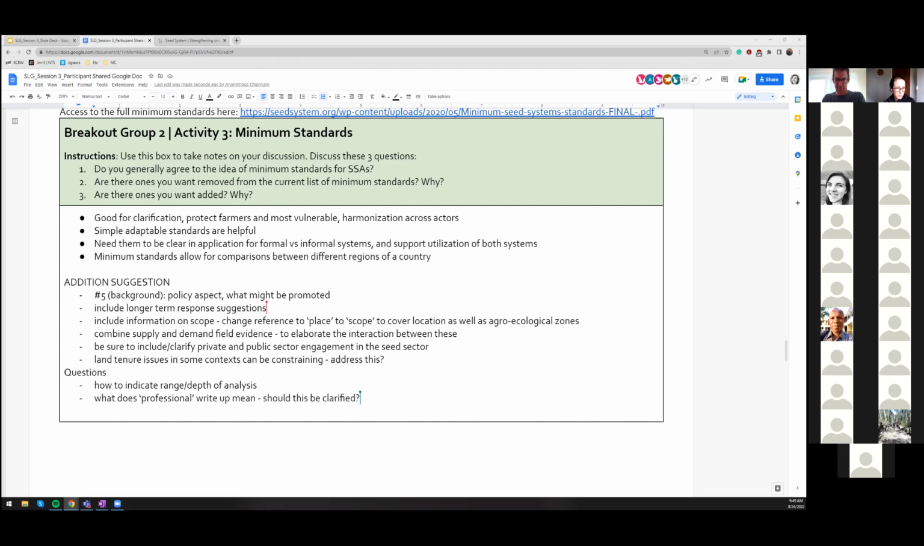And then we had a couple of questions about is there a way in the minimum standards to indicate the range or the depth of analysis? Sometimes people have a lot of money and time, sometimes they don't have much money and time. So what meets the minimum in that regard? Is it really about having something that addresses each component, and to what degree is the depth of response essential? And finally, there's a reference to a professional write-up. Maybe that could be characterized to indicate what might be meant. Over.